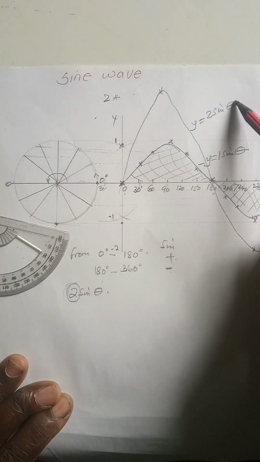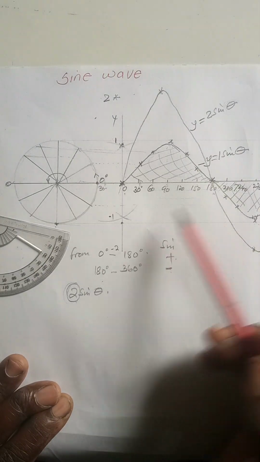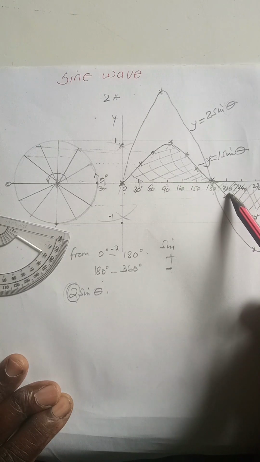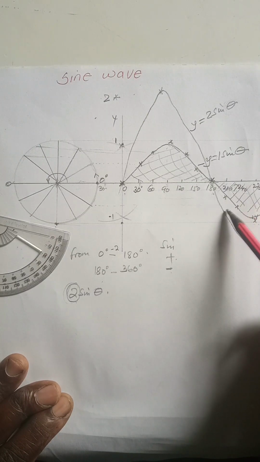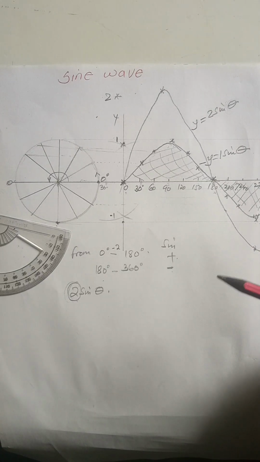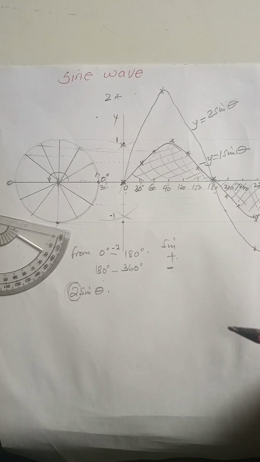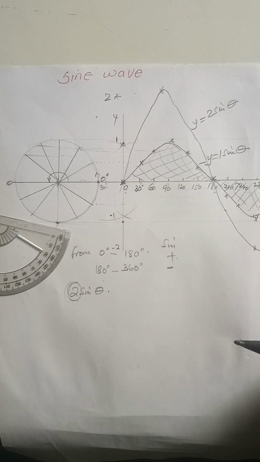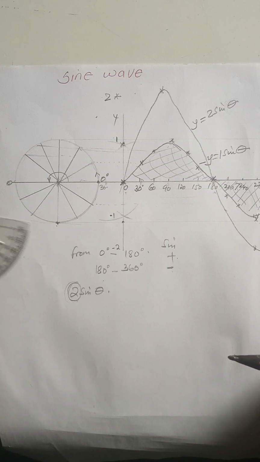So theta is the angle we are referring to. Could be something like 330. It is here, down here, same, like that. And then that is the end of how to sketch the sine wave. Next, we shall consider sketching the cosine wave.